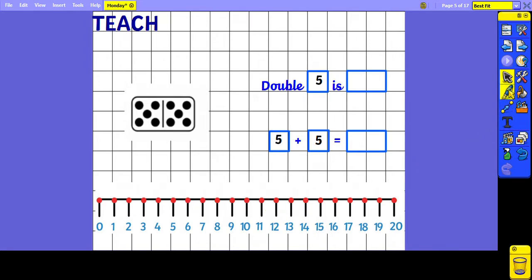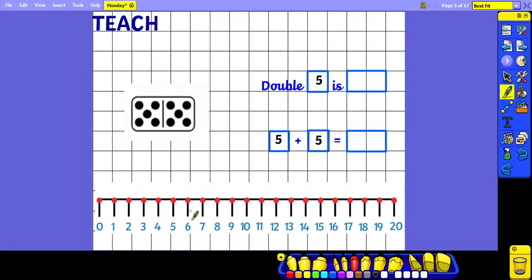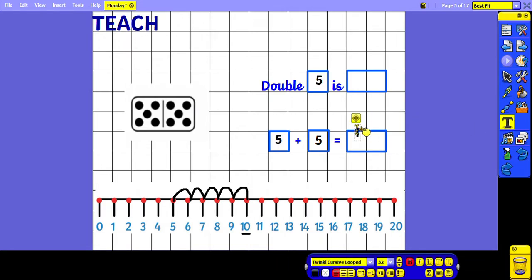And if I was using a number line, I would start at 5, and I'm going to jump 5 numbers forwards. So 1, 2, 3, 4, 5. And I've landed on 10. So I know that 5 add 5 equals 10. And double 5 is also 10. And then if I wanted to check, I could count up my dots to make sure that there are 10 there.